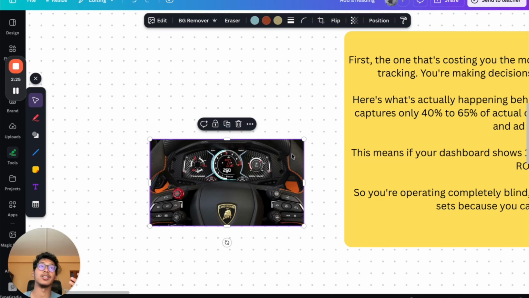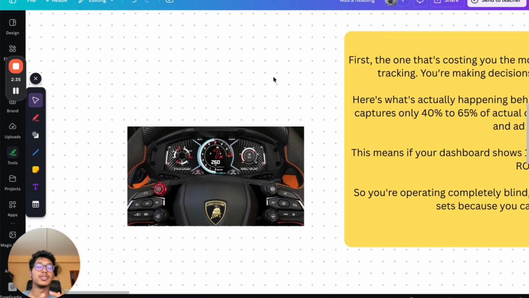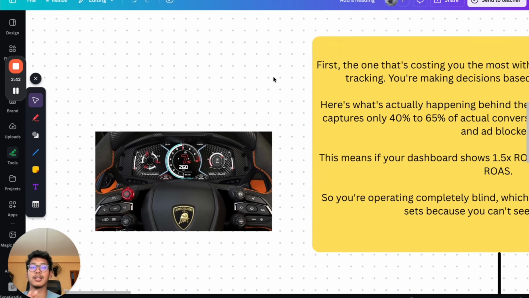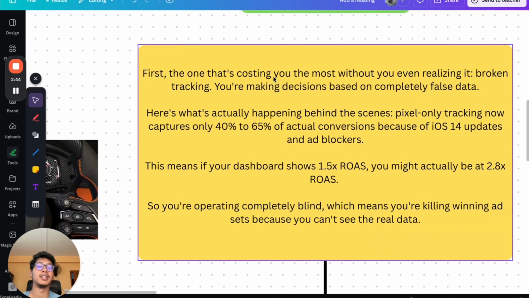This is just a hypothetical case. It might cause averages and something else, but if you take the TLDR of this, if your tracking is broken, you are not going to make good decisions. If you have a winning ad set but the tracker is showing 1.5x ROAS instead of 2.8x ROAS, you are going to turn that ad off because it looks like it's losing money, and it doesn't make sense to scale that ad.